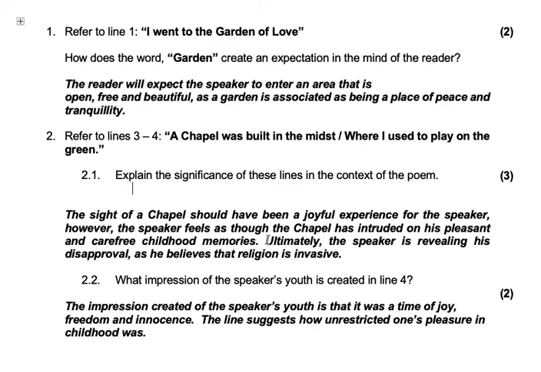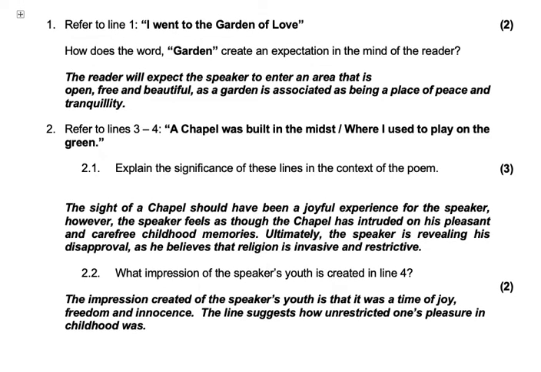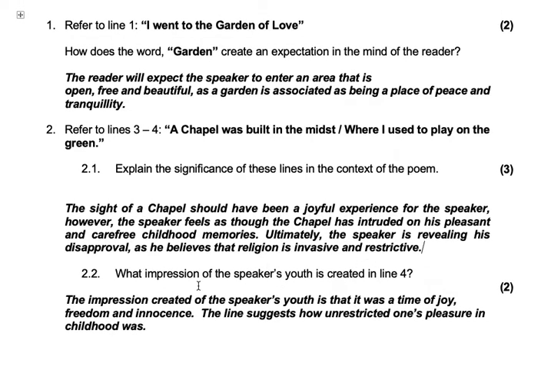Right? So you're explaining those two lines, and then you're going to relate it to the context of the poem. Ultimately, the speaker is revealing his disapproval as he believes that religion is invasive, and I would also add there, and restrictive. Okay. 2.2, what impression, what idea?